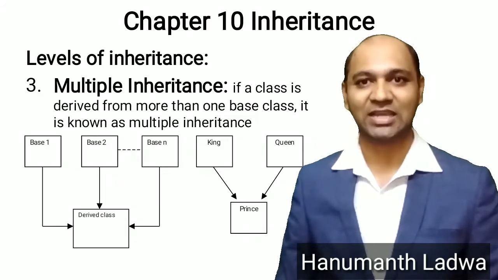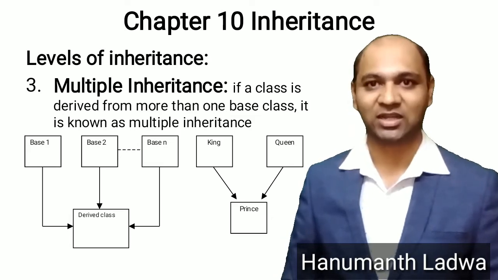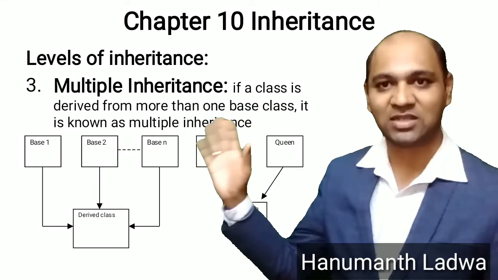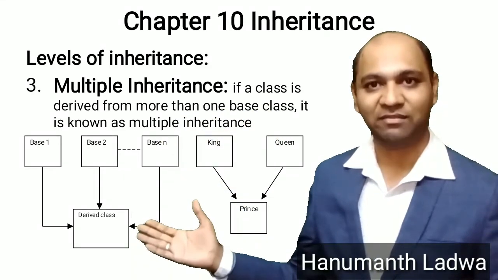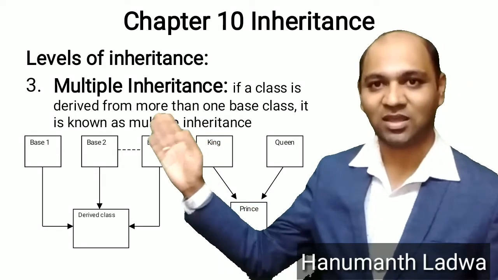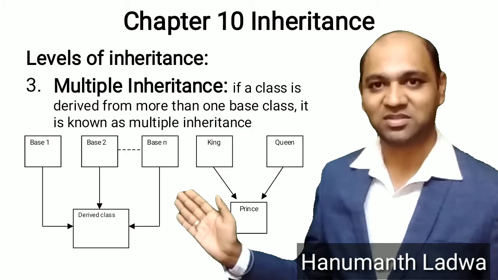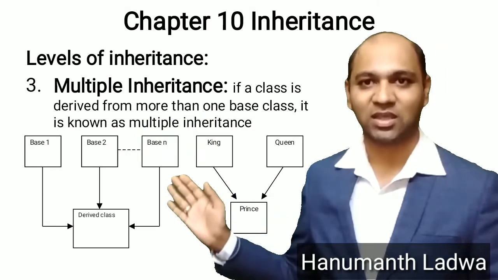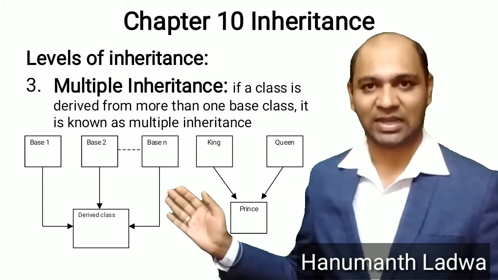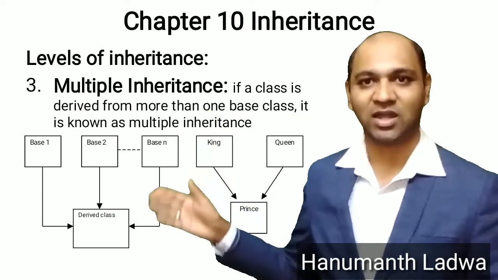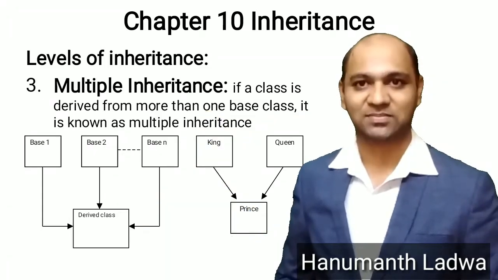Now we'll study multiple inheritance. A class derived from more than one class is called multiple inheritance. Here you can see base class 1, base class 2 and so on. N number of base classes will be inherited by only one derived class. Next we'll take the example. Here you can see king, queen and prince. Properties of both king and queen are inherited to the prince class. Here king and queen are both base classes and prince is the derived class.